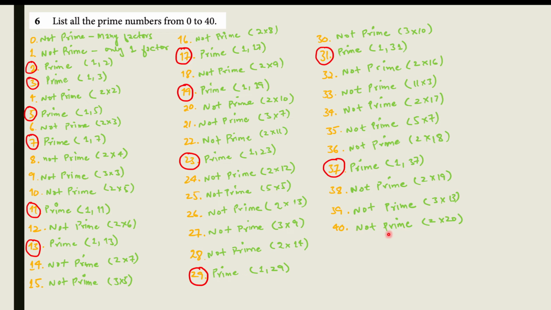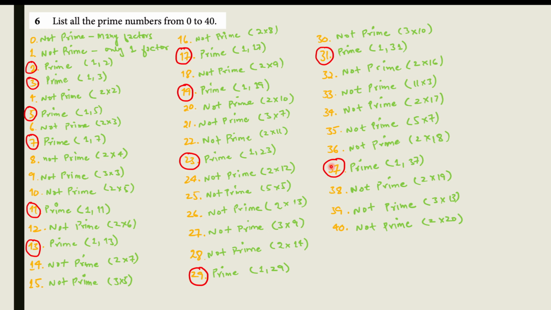40 is not a prime number because 2 multiplied by 20 is a factor pair, indicating that it has many factors, based on which we categorize it to be a composite number rather than a prime number. So from 0 to 40 we have 2, 3, 5, 7, 11, 13, 17, 19, 23, 29, 31 and 37 as the prime numbers.